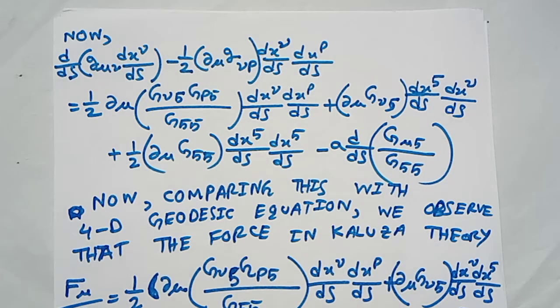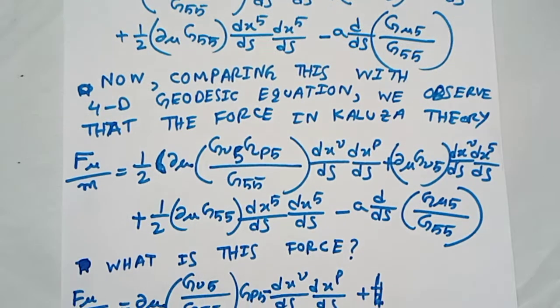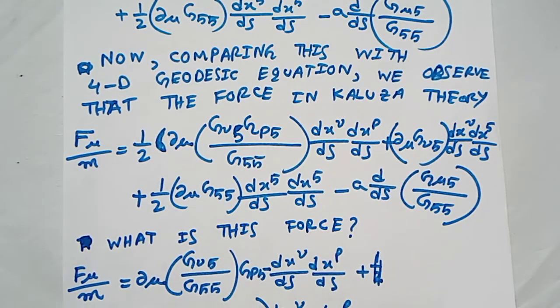Now, comparing this with the four-dimensional geodesic equation, we observe the force in the Kaluza theory, the force in the four-dimensional space-time emerging from the Kaluza theory for the particle. What is the origin? The free particle in five dimensions experiences a force in four dimensions. What is the force?